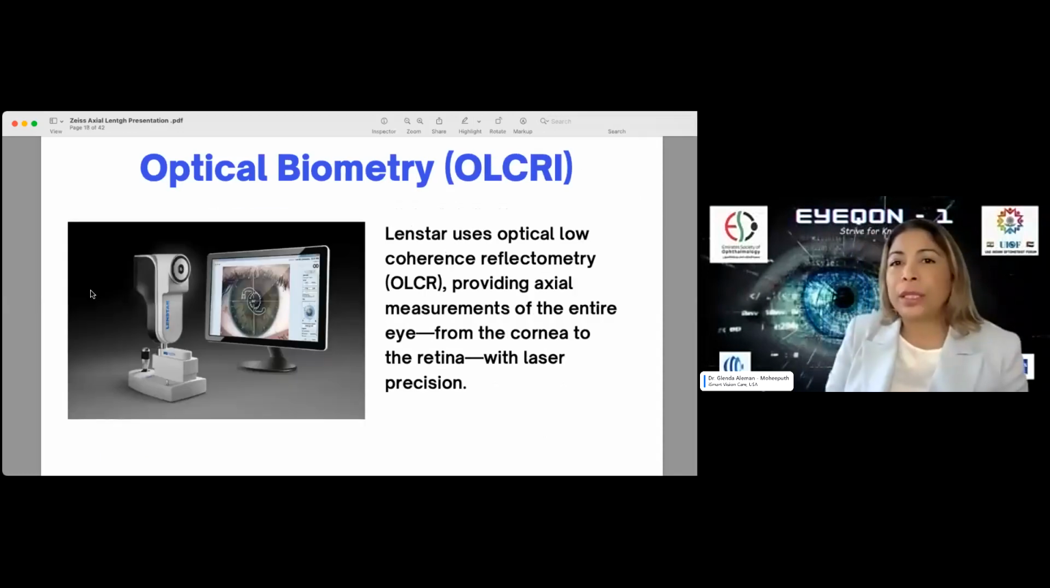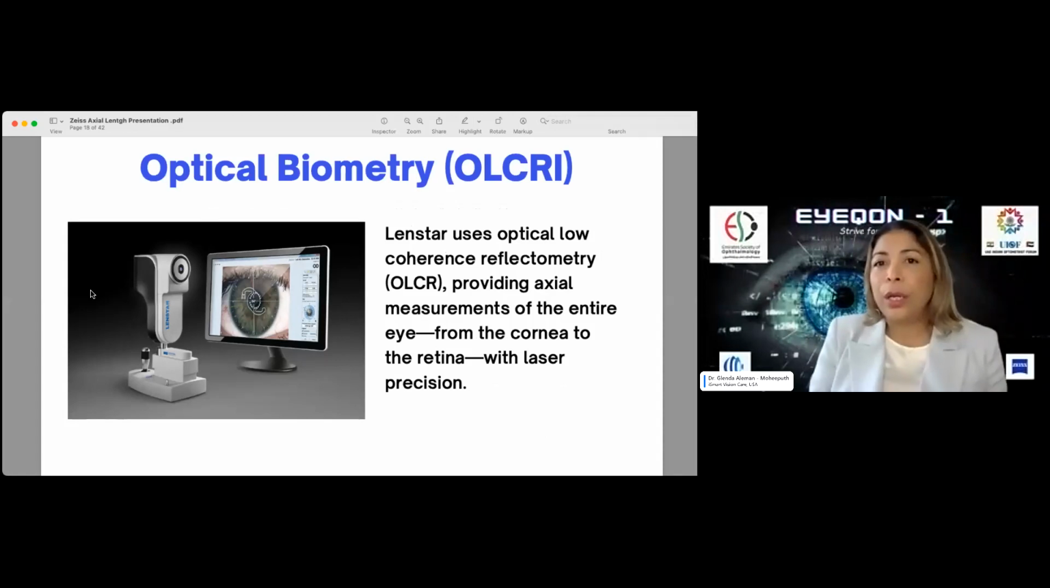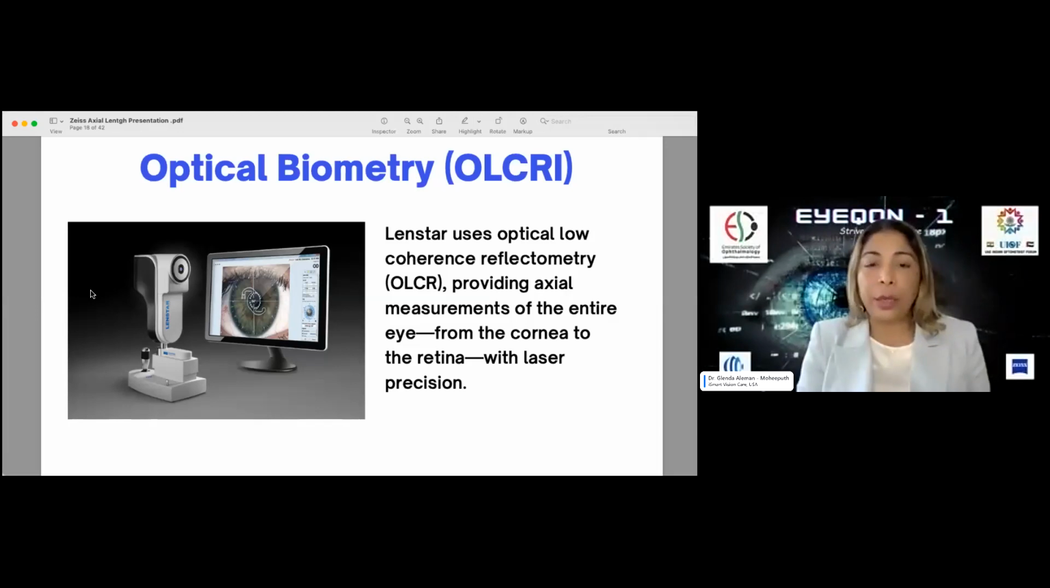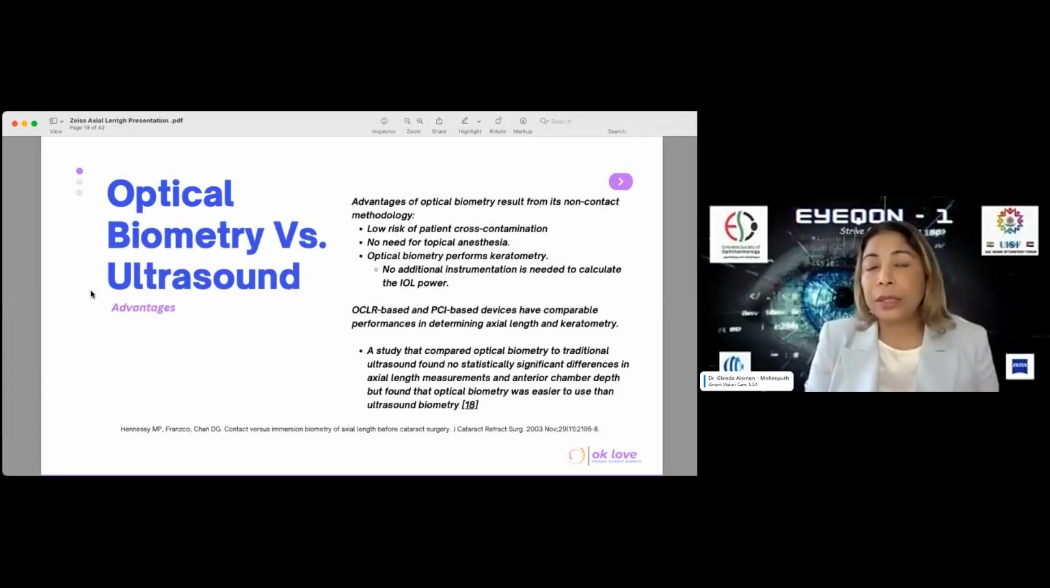The LensStar uses the OLCR technology, and this one has an advantage because it also has reports where we can monitor myopia. If you are using it specifically for myopia management, it gives you a report showing where the child is relative to the growth curves that we have. This is an advantage if you are looking into myopia management, because the report is very useful when talking to patients and parents about the effectiveness of the treatments.